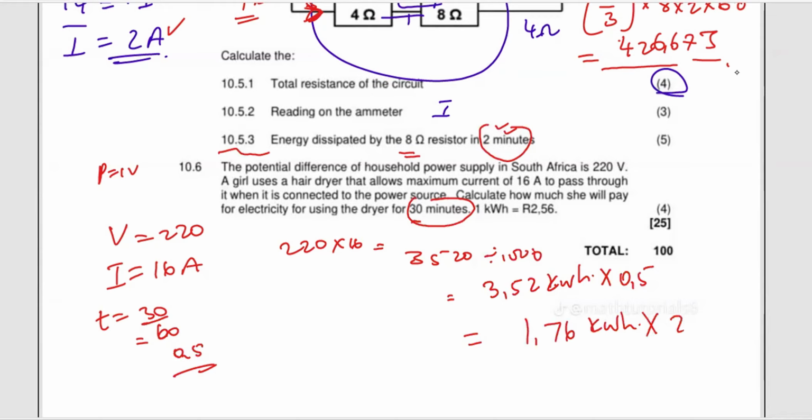Then that will give me something like 1.76 kilowatt-hour units. Then multiply this by 2.56. So when I multiply, I'm going to end up with just $4.51. Okay, so that is what was expected of us, grade 11s.